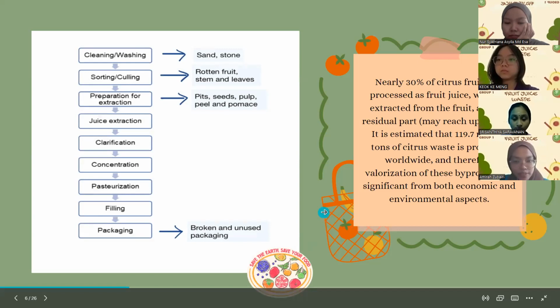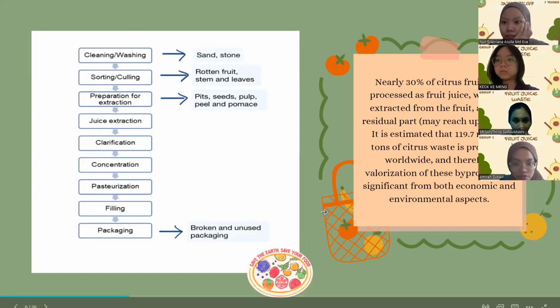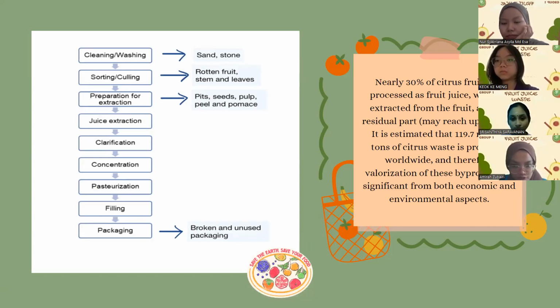In fact, approximately 30% of fruit is processed as fruit juice, and the residual may reach up to 80%. It is about 119.7 million tons of citrus waste is produced worldwide, and therefore valorization of this byproduct is important from both economic and environmental aspect.